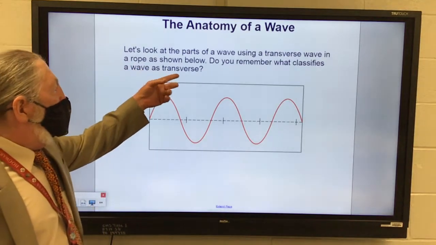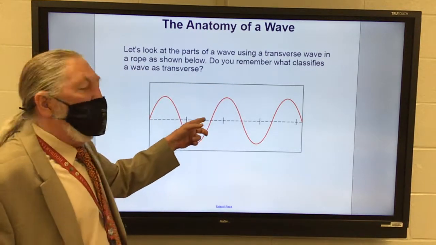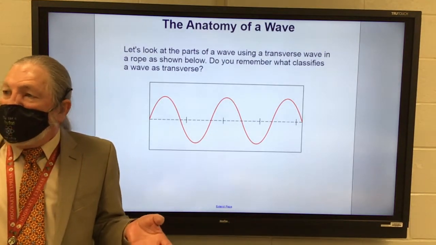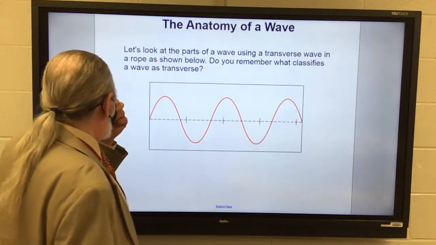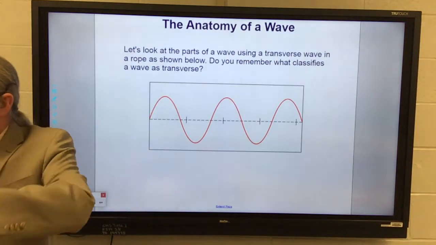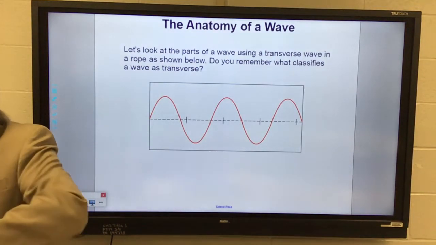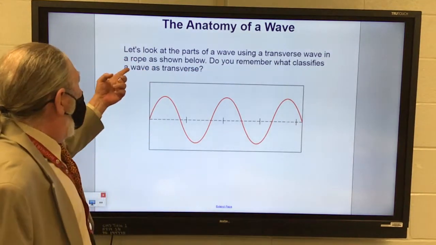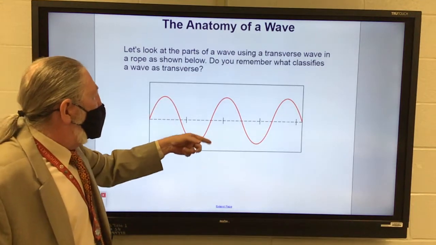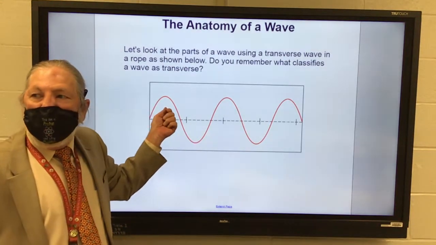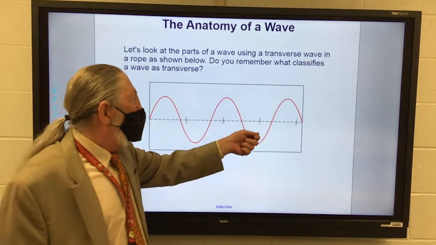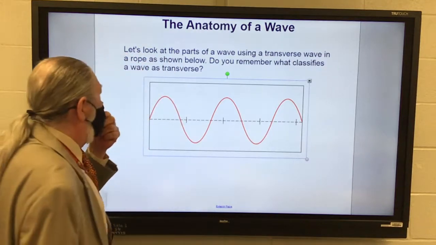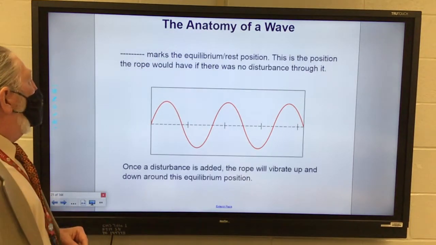So we're gonna look at the parts of the waves using this transverse wave. And we watched a little video yesterday about the transverse wave. Do you remember we watched the transverse, okay? It looked kind of like a rope just moving back and forth, right? So we're gonna look at the parts of the wave using a transverse wave in a rope as shown below. And the machine yesterday, it would oscillate, and it looked like the energy is traveling through, which is what it was really doing, right? Okay, so let's take a look here.